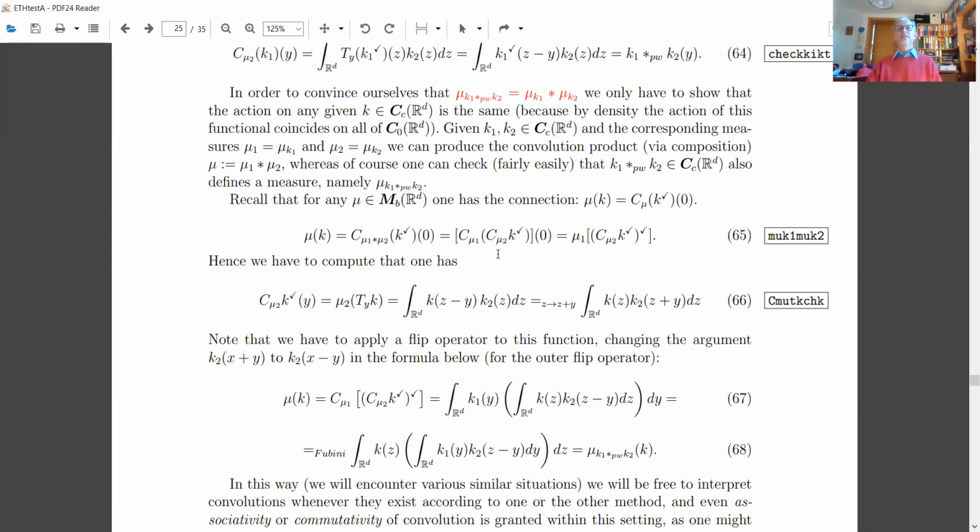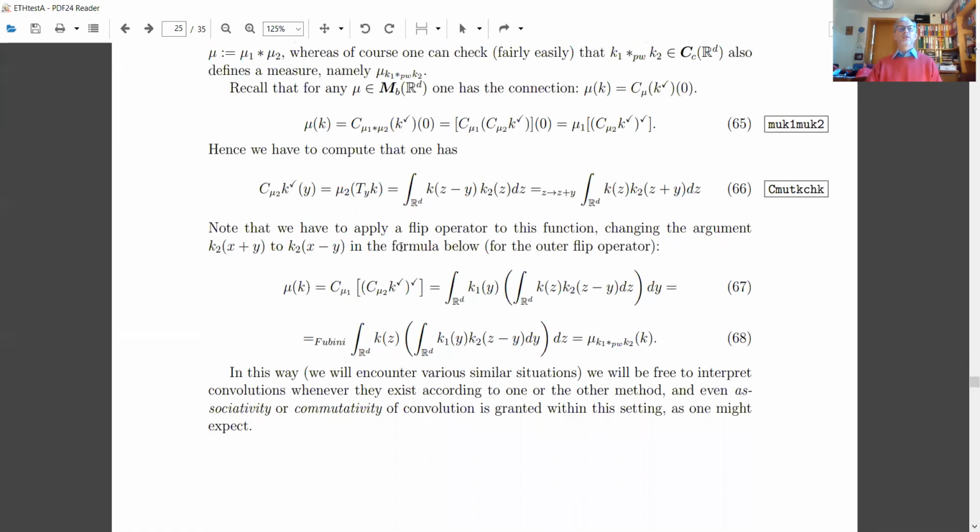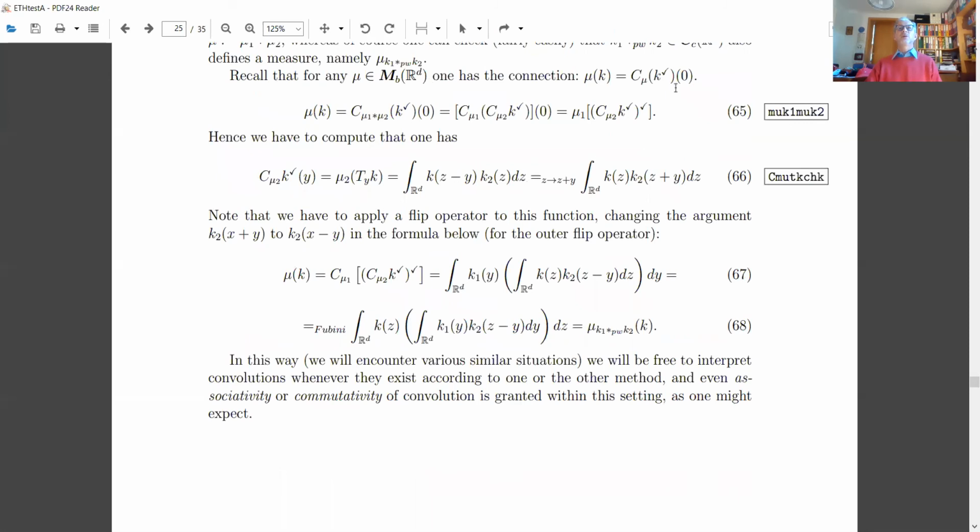Now we have already seen that C mu k. Now we use the definition of what the system mu1 is doing. It's taking, apply this. I'm seeing now, apply this and evaluate at 0. So there is a 0 missing here. So we do this. Now we have to look at the description, and I'm continuing now from 64 to 67. So it's C mu1 of C mu2 of k flipped, and so at 0.